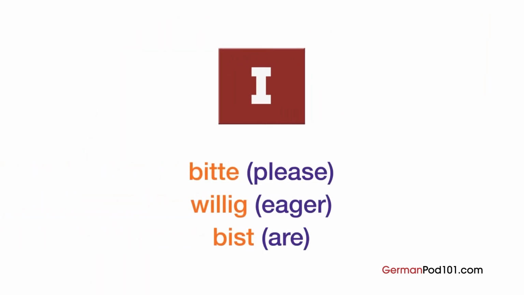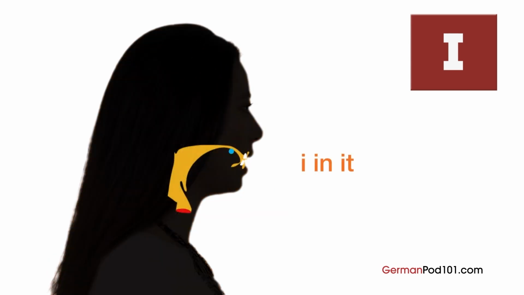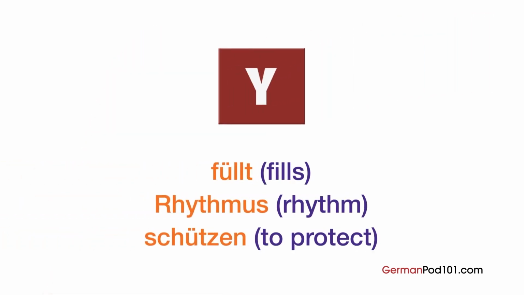The next vowel is I, as in bitte, willig, bist. It's identical to the I sound in the word it.